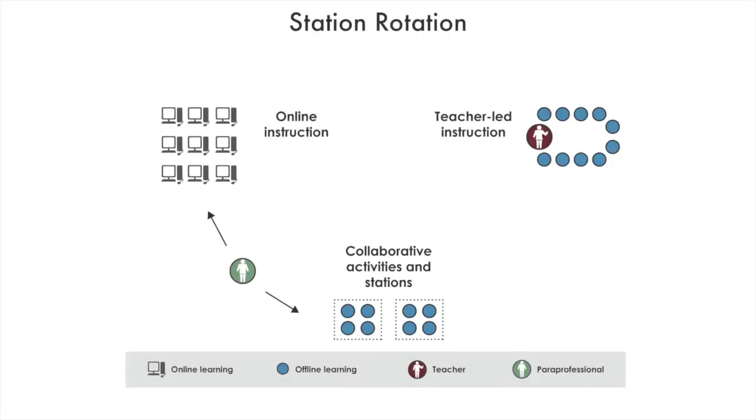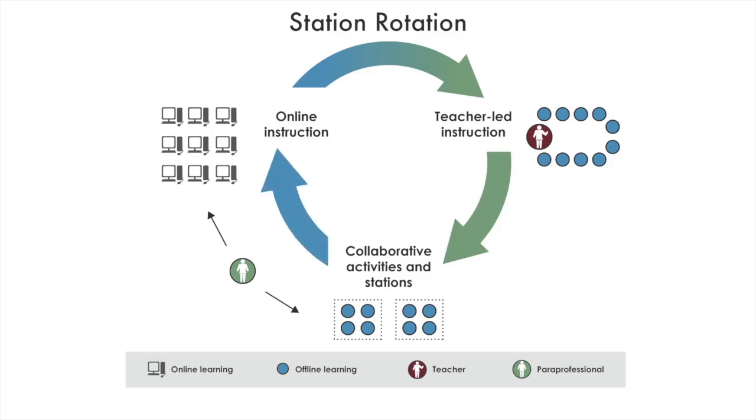In a station rotation model, as we've said, students are rotating between different stations. So here what we see is that some students might start with teacher-led instruction, then they move to collaborative activities and stations, basically projects with other students, and then they move once again to that time when they're actually working on the computers and online learning.